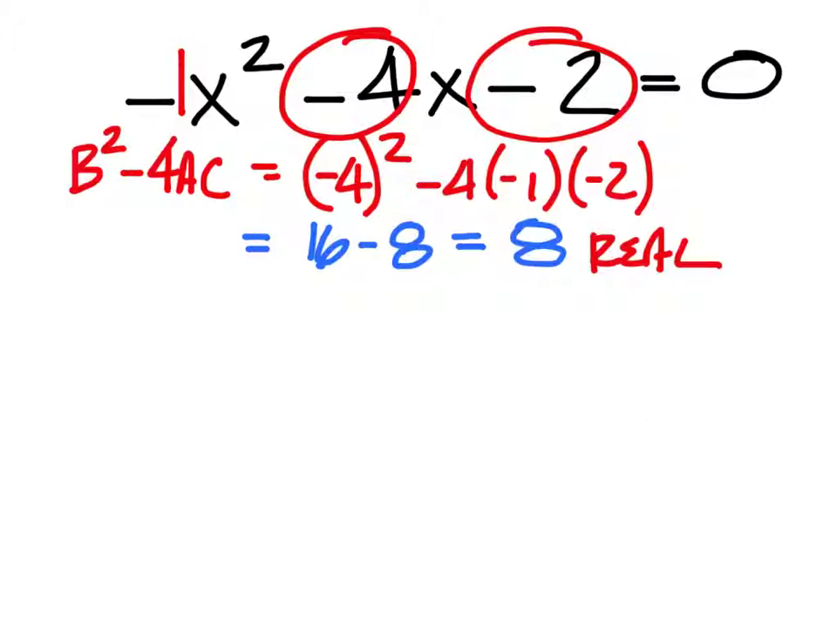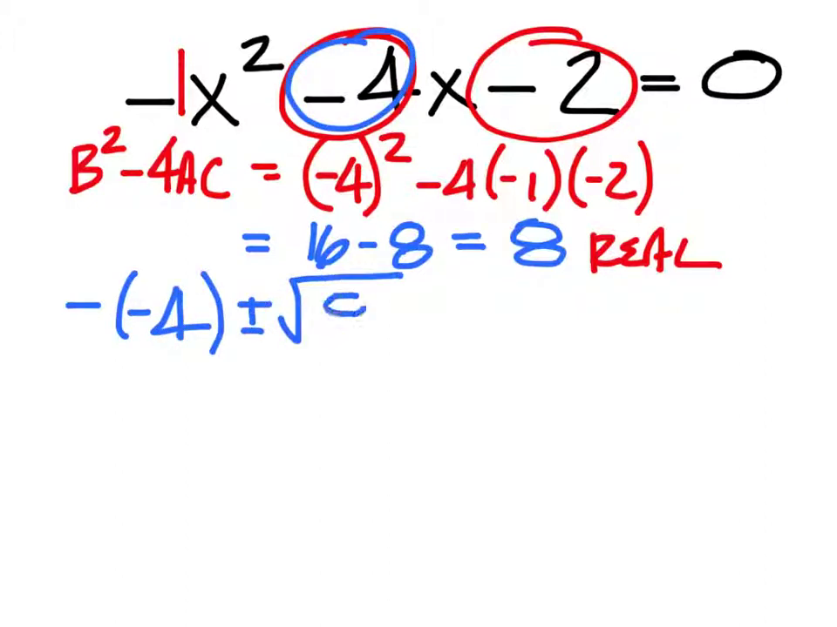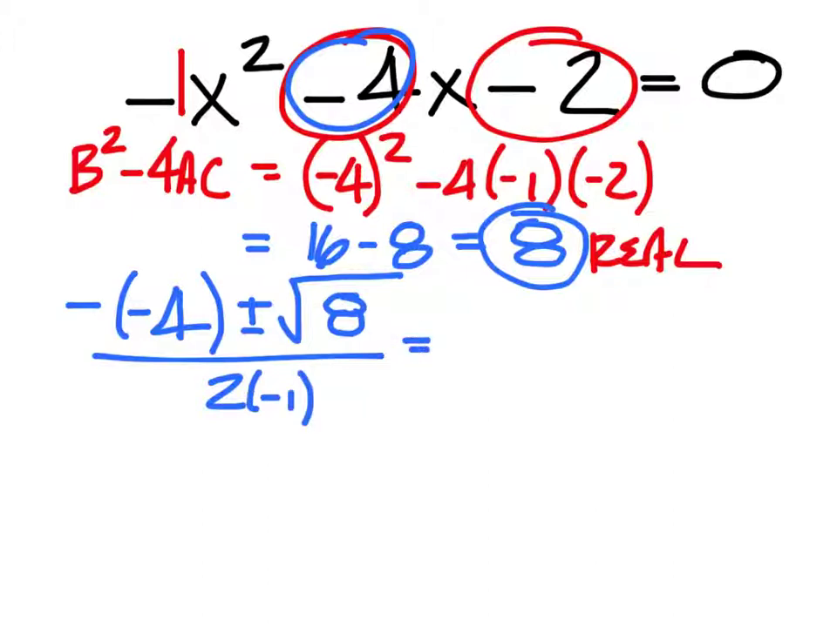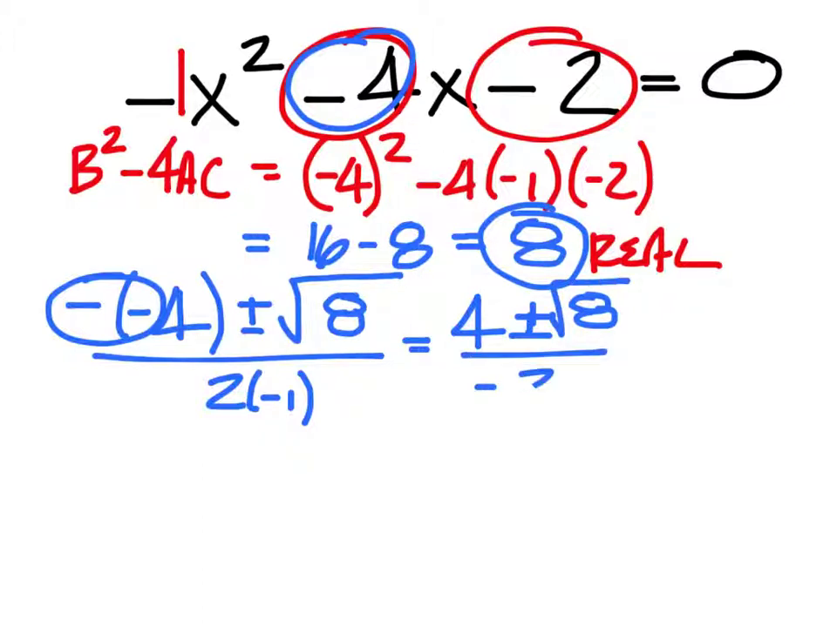When you plug into the quadratic formula, you start with a -b. So it's a -4 since it's already negative. Plus or minus the square root of 8, that came from here since we already did it. And then on the bottom, 2 times a -1. Simplify to get a +4 from the double negative. Plus or minus the square root of 8 over -2.